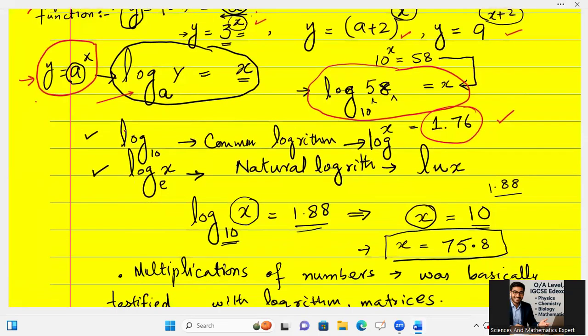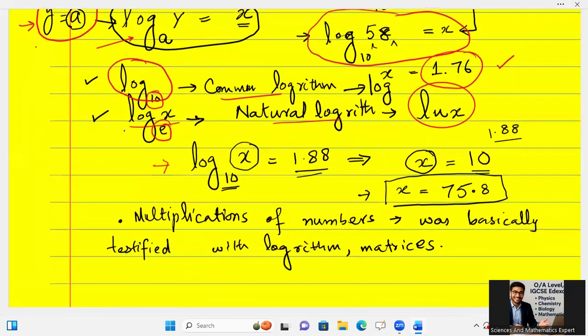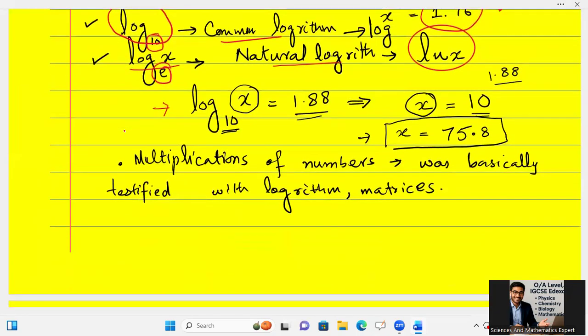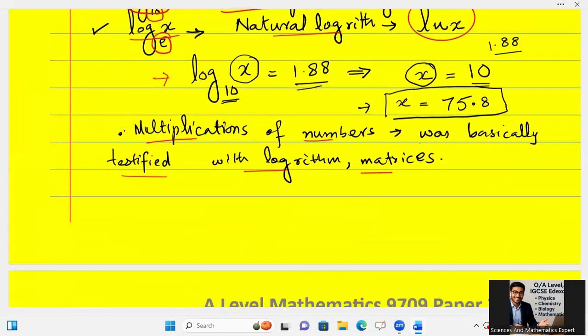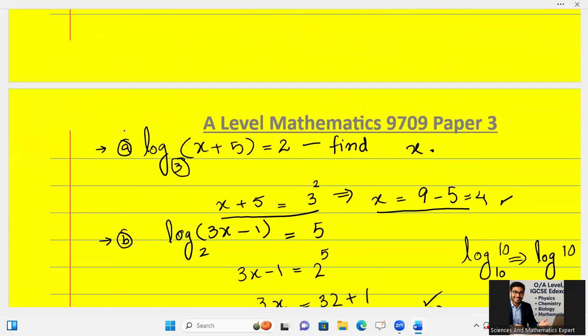Then I told you that there are two types of logarithm: the common logarithm, which has base 10, and the natural logarithm, which has base e and can also be written as ln. And log to the base, if it is written, we can calculate it with the unknown variable. Then the first law came: multiplication of numbers was basically verified by using logarithms. Your multiplication tables were discussed with the help of logarithm. There were four main laws of logarithm.